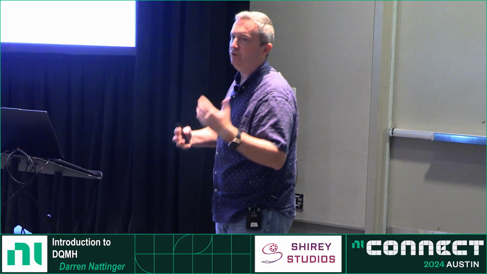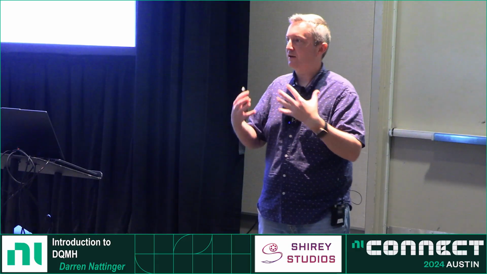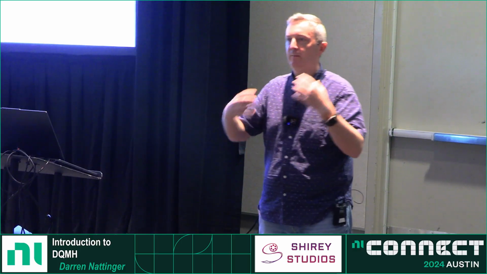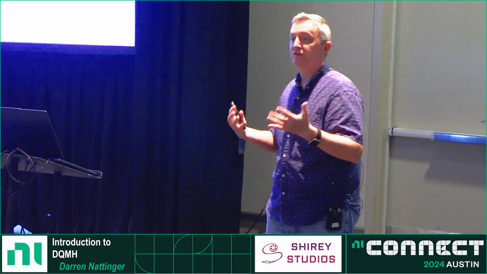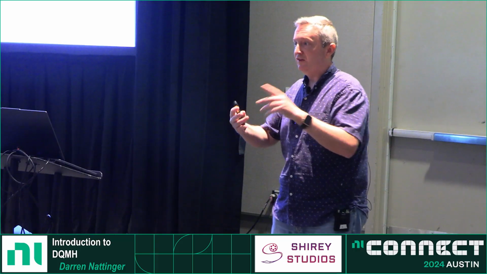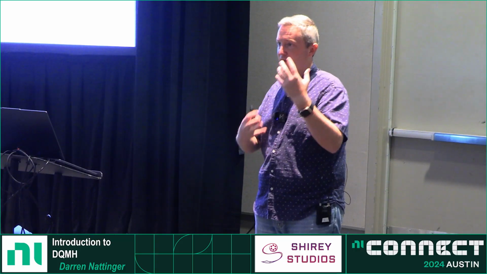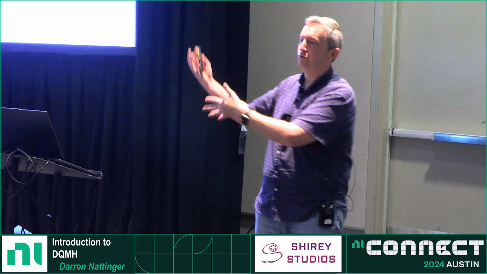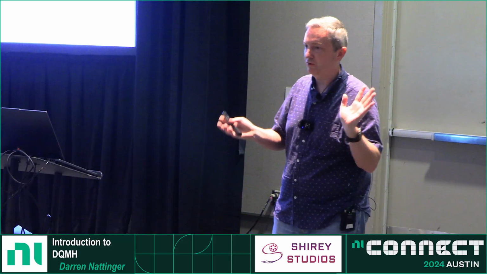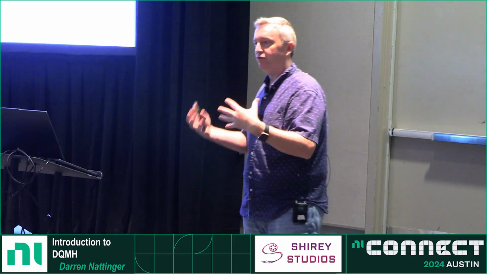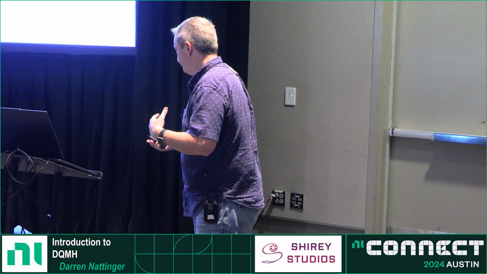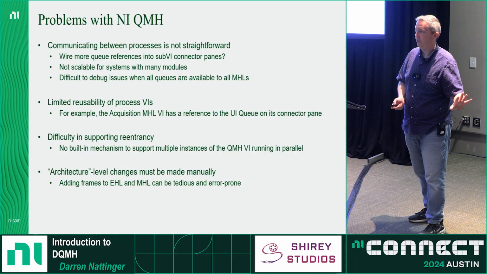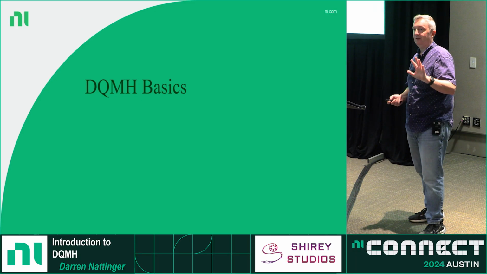And anytime you need to manually create new case structure cases for a queue or manually create new user events, if you're firing events, things can become error prone because you may type a case name wrong, or you may forget to add the close reference code for this new event that you added. There's all sorts of things that can go wrong if you try to make framework level changes manually to your code. With all of that background, let's start talking about DQMH.